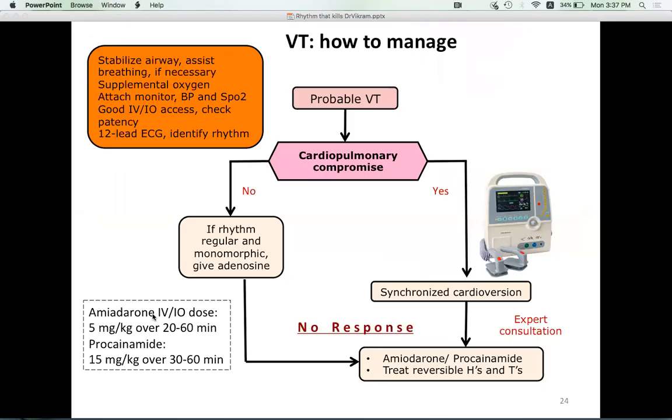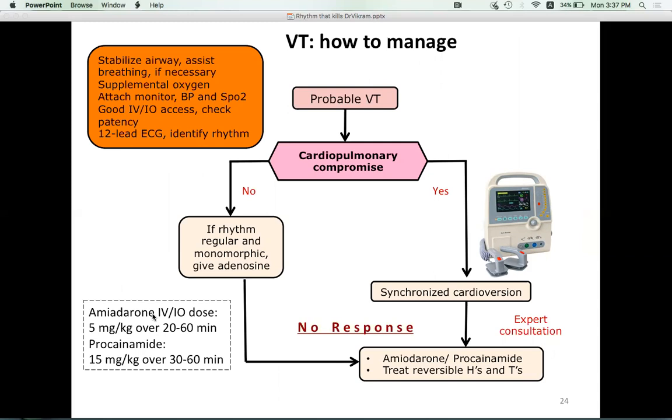So how do we manage a ventricular tachycardia? Whenever you are dealing with probable ventricular tachycardia, again you have to stabilize the patient first, and then you look whether any cardiopulmonary compromise is present or not. If present, then you go for synchronized cardioversion. Otherwise, the drug of choice to treat VT is either amiodarone or procainamide.